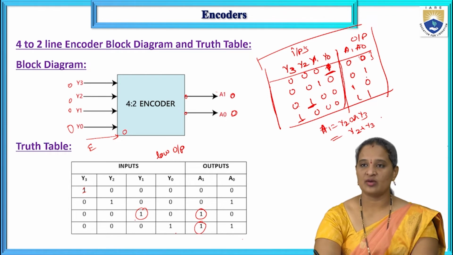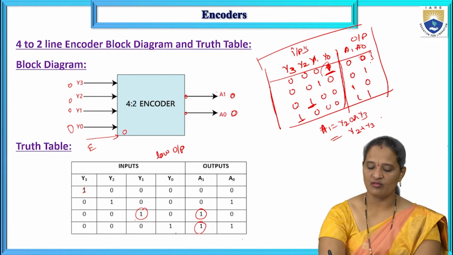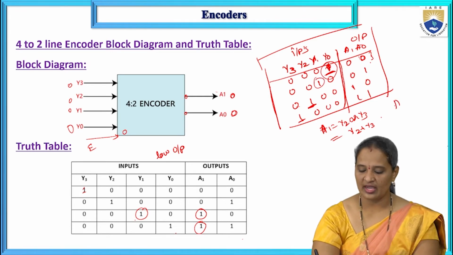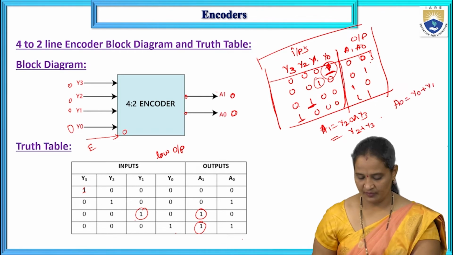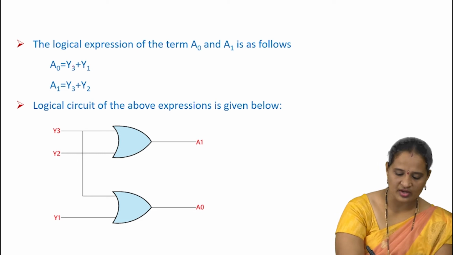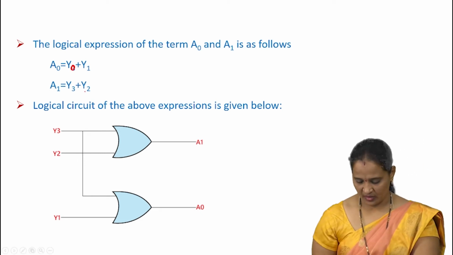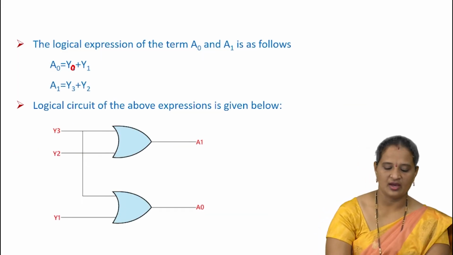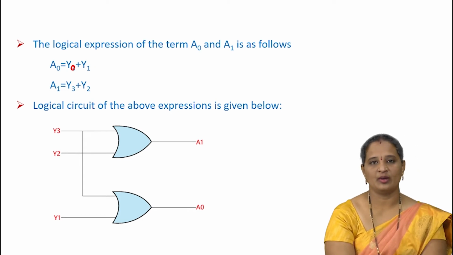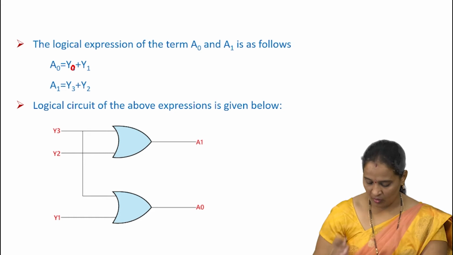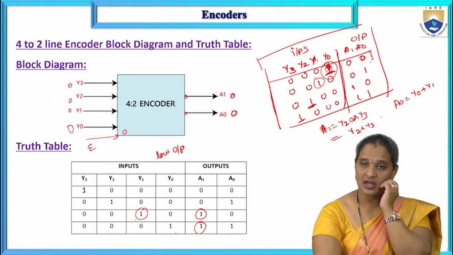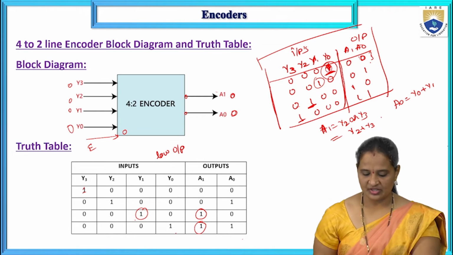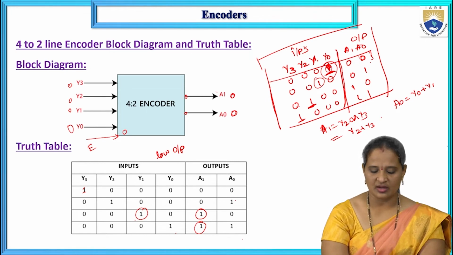Similarly, in which condition is A0 becoming 1? A0 is becoming 1 when Y0 is 1 or Y1 is 1. So A0 can be written as Y0 plus Y1. So these are the equations: Y0 plus Y1 and Y3 plus Y2. Or else you can also consider this condition 0, 0. In that condition also we can have the expression for this.